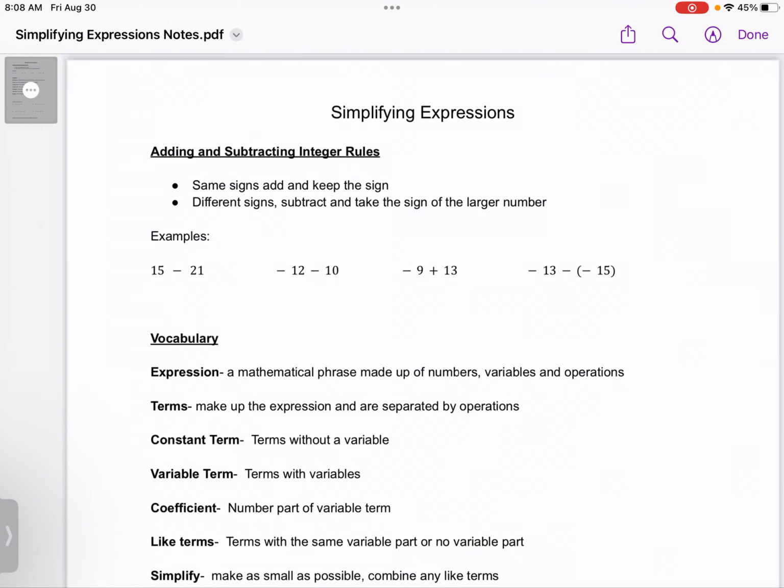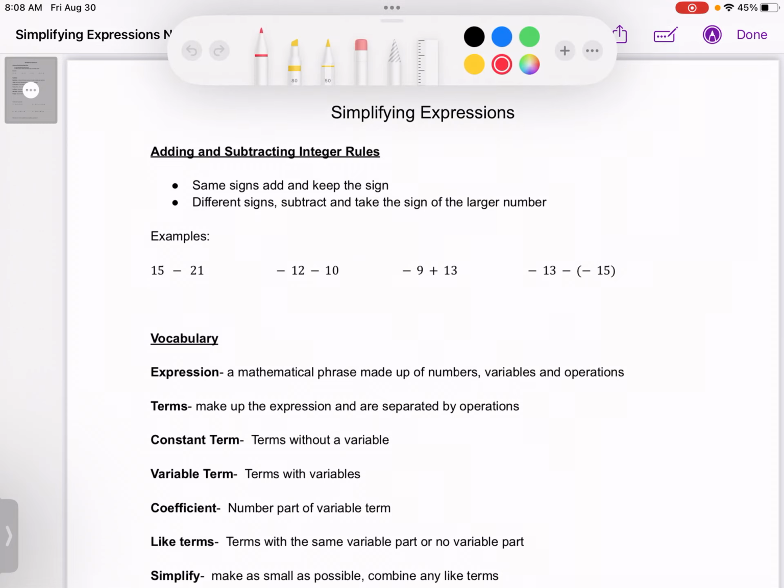Okay, in this lesson, we're going to look at simplifying algebraic expressions. The first thing that we need to make sure that we remember is our adding and subtracting integer rules. Remember, if you have the same signs, you're going to add the numbers together and keep the sign. If you have different signs, then we subtract and take the sign of the larger number.